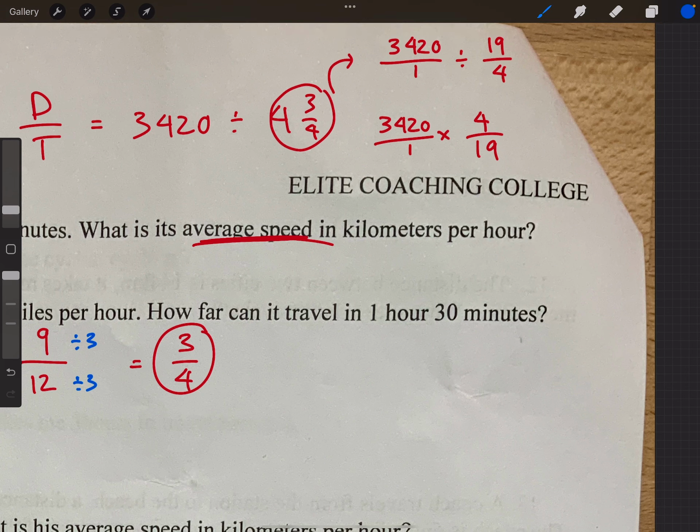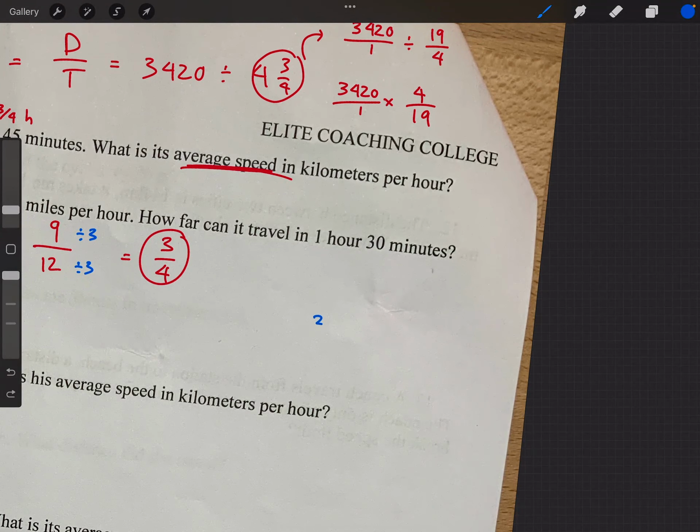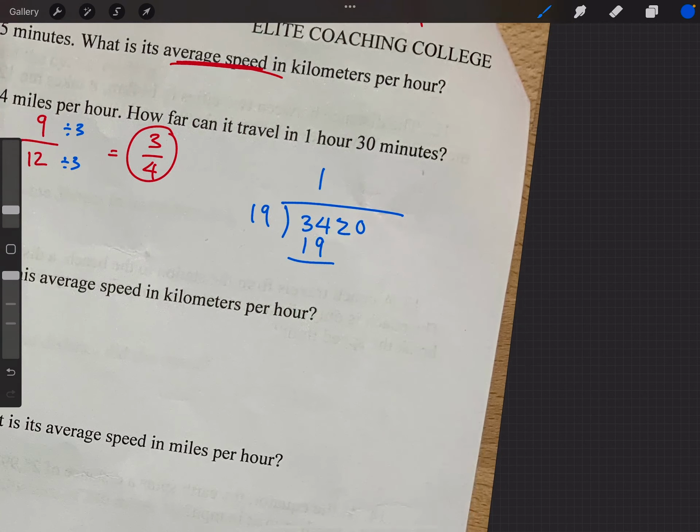I want to divide top and bottom by 19. Hopefully they will work out. So let's see if I can divide 3,420 by 19. How many 19s in 34? 1. This will be 19. And we got 38, so 15, 152. Now 152 divided by 19, I believe would be maybe 8.